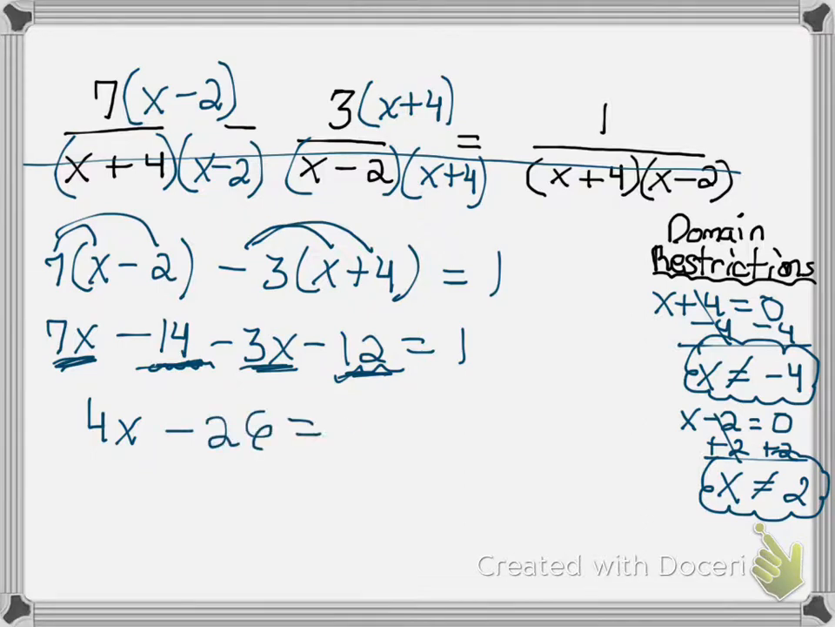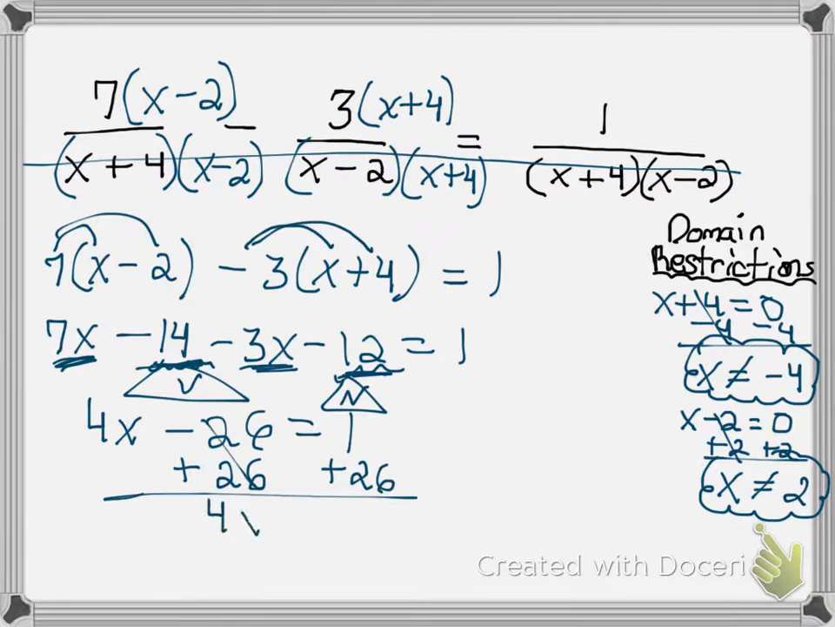equal to 1. And then draw your variable house and your number house and ask yourself who needs to leave the variable house? Negative 26, because it's strictly a number. So the opposite of that is adding 26. So I'll add 26 to both sides. That will give me 4x equal to 27. And then I'll divide both sides by 4. So therefore, my x will equal 27 over 4.